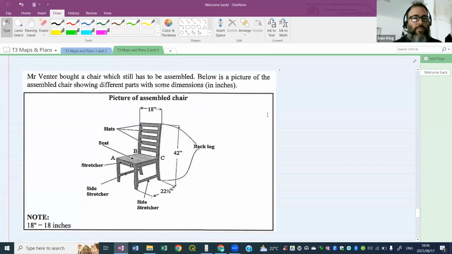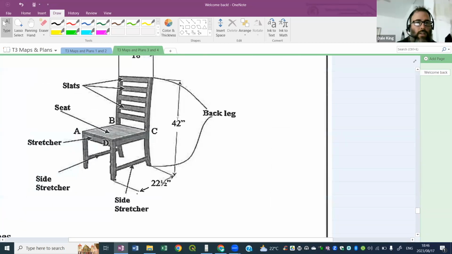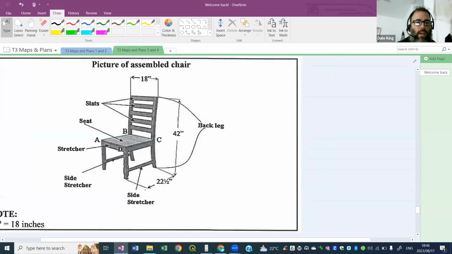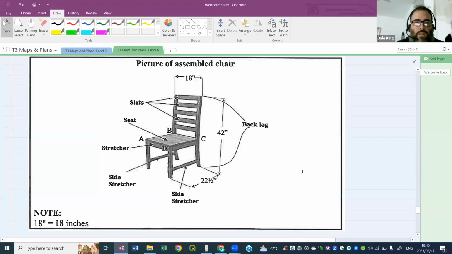Let's see what else they can throw at us in terms of assemblies. Here we go. Mr. Fenter bought a chair which still has to be assembled. Below is a picture of the assembled chair showing different parts with some dimensions in inches. So there's the assembled chair with labels, and it's got some dimensions to it. Let's see what questions they can throw at us tonight.